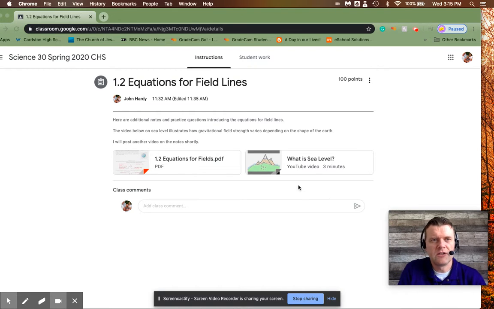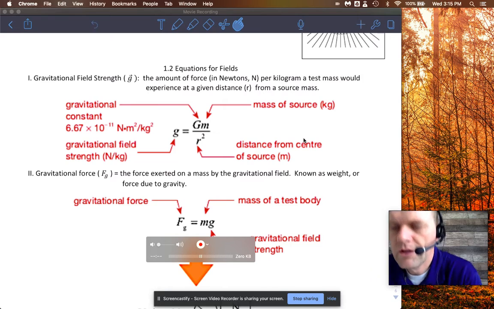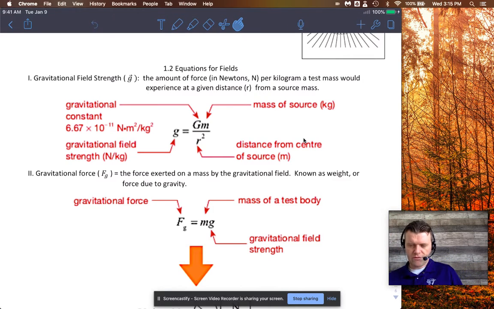Hey, Science 30s. I wanted to go over some of the equations for fields. If you've taken some physics, these will be pretty straightforward for you, but if you've never done them before, they're not too bad.